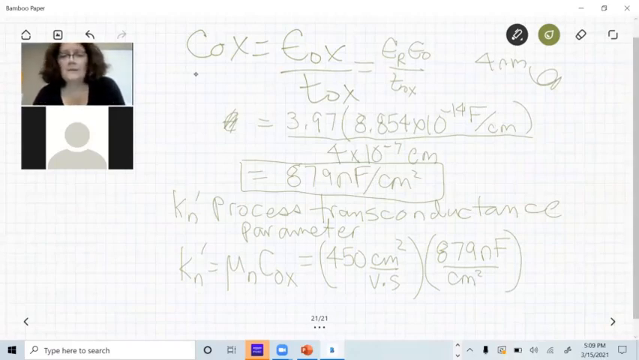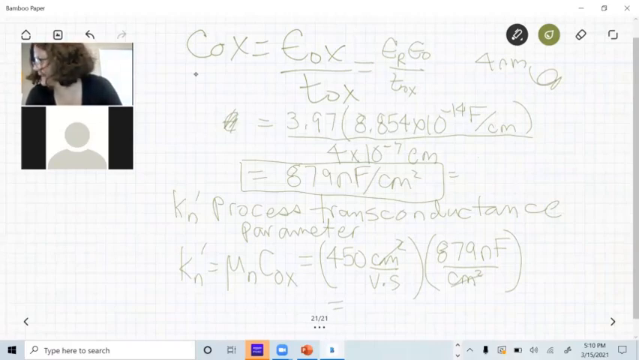If I put... typical units for Cox might be femtofarads per micrometer squared. If it was in those units, I'd have to do some conversion before I'd multiply it. So my centimeter squared cancels out. I do this calculation and I get this screwy set of units at the end.